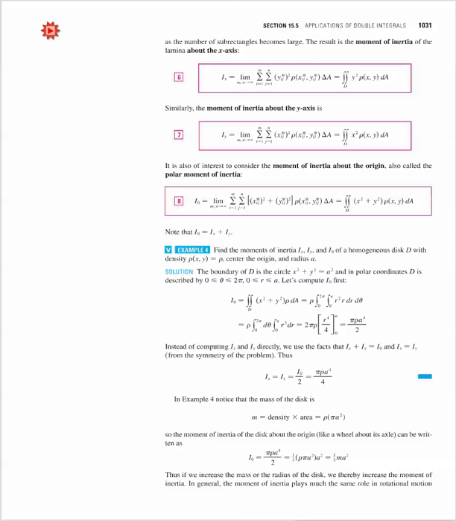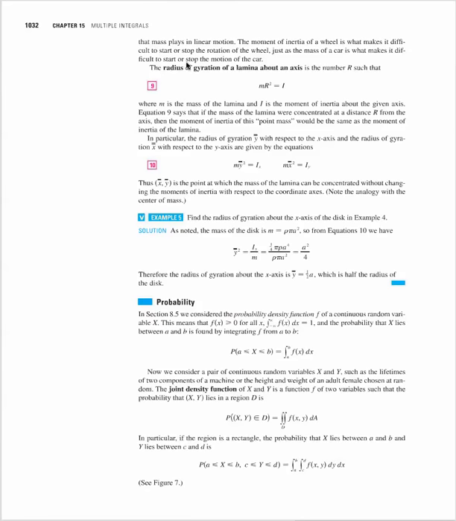And that's actually all that we're going to cover in this section. You might think about reading the rest of the section on moments of inertia, but I'm not going to ask you about radius of gyration or anything like that, and we're not going to go into anything in probability or later. So that's everything for section 15.5.